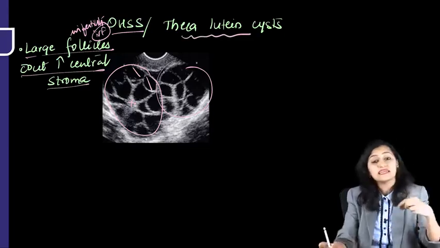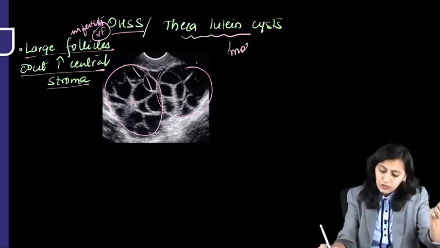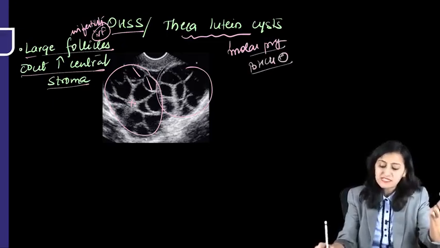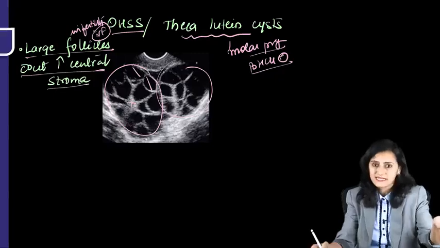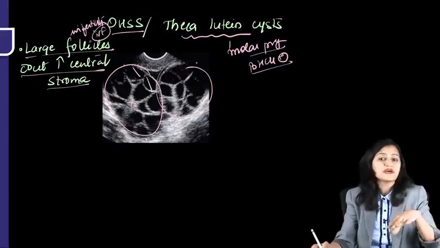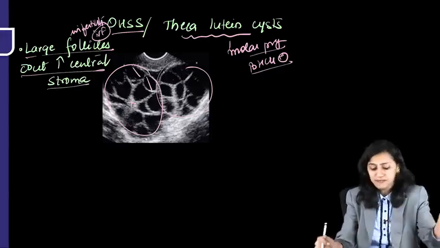Similarly, we would see it in theca lutein cyst also, which we discussed in molar pregnancy. But here the history would be beta HCG positive because it's a molar pregnancy. Right, so that's the difference between OHSS, theca lutein cyst and PCOS.